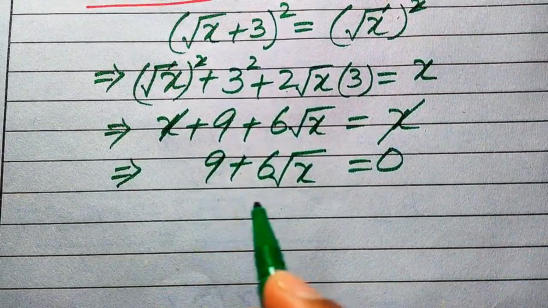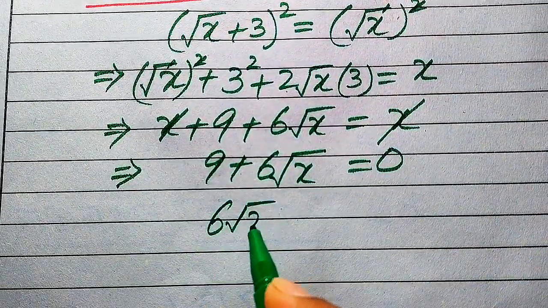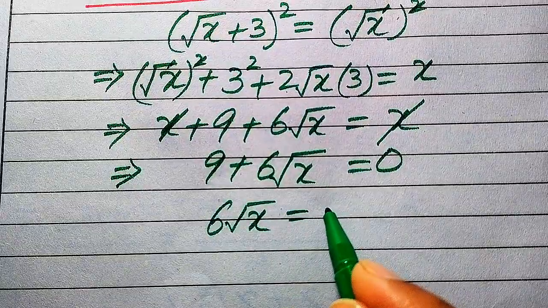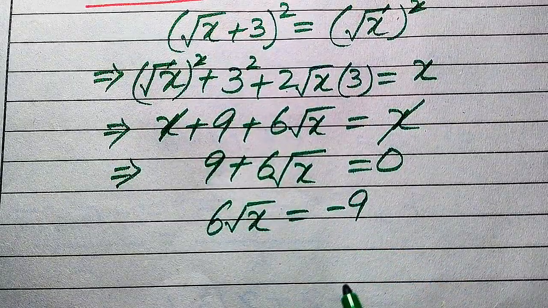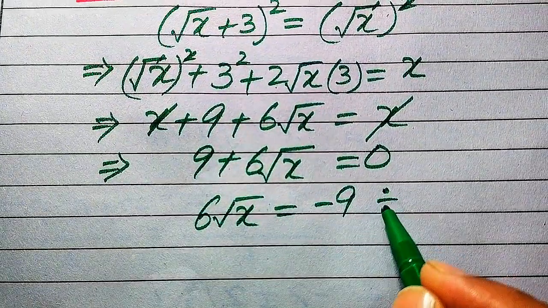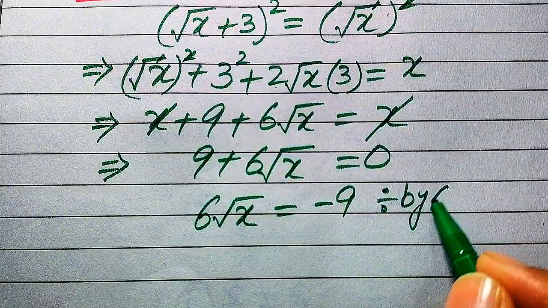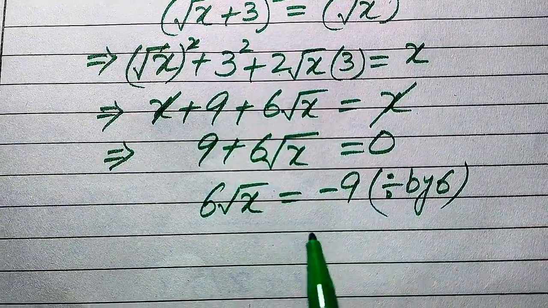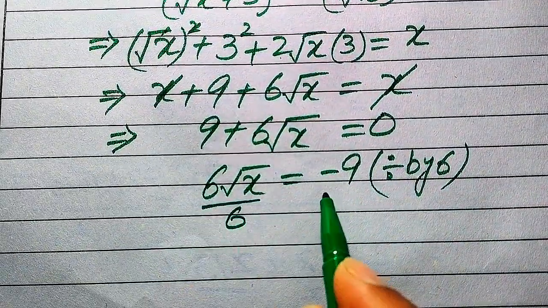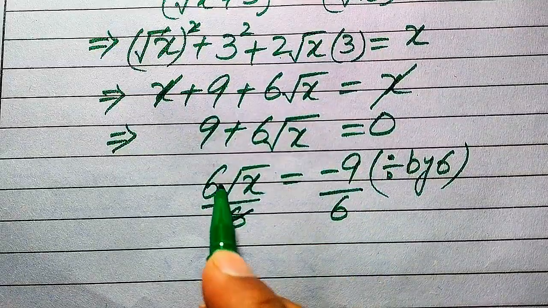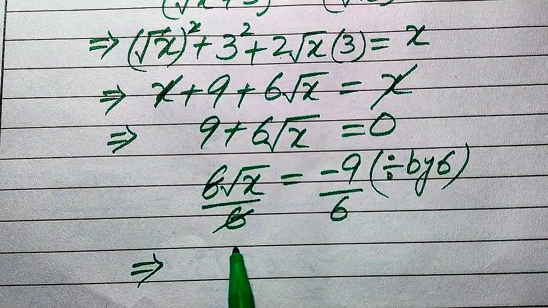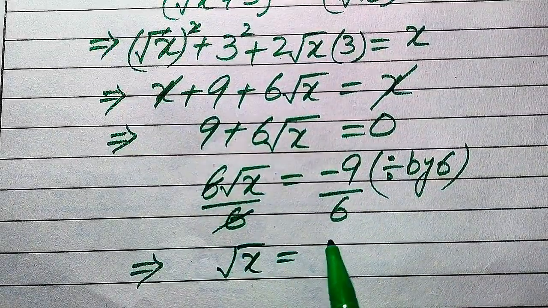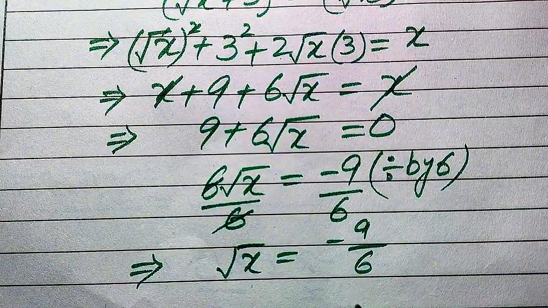So here we move this plus 9 to the right hand side, and it becomes 6 times square root of x is equal to minus 9. And now for the value of x, we need to divide both of the sides by 6. This 6 and this 6 cancel out by each other, and we get square root of x is equal to minus 9 over 6.